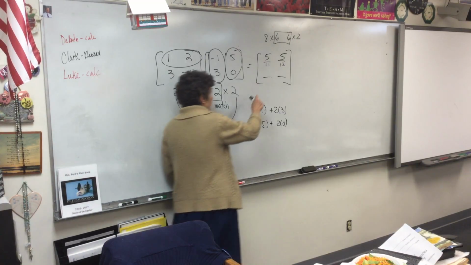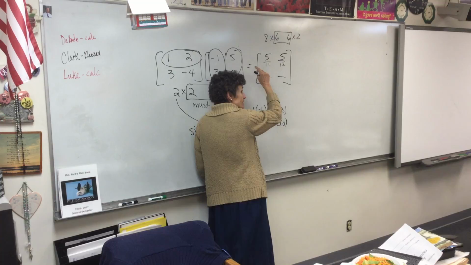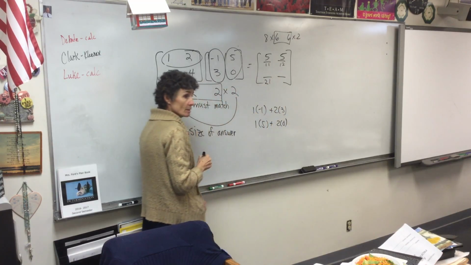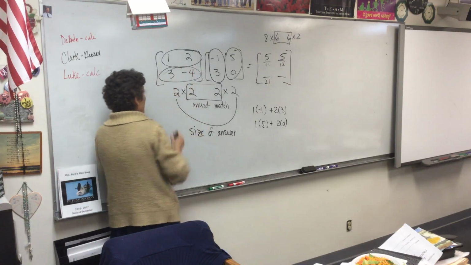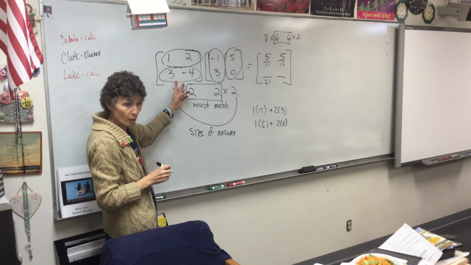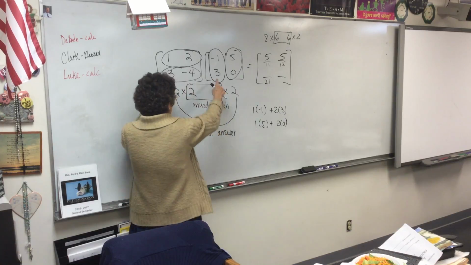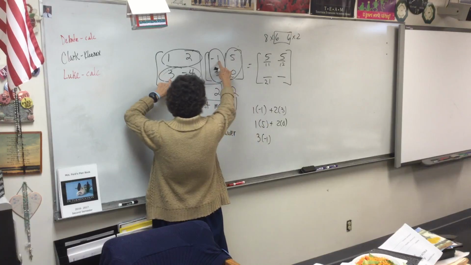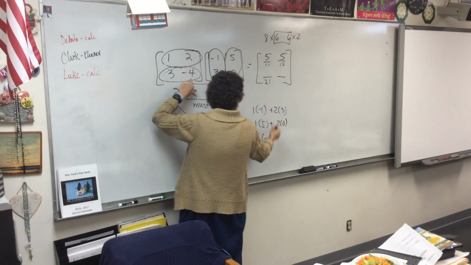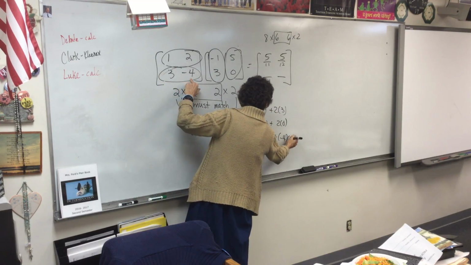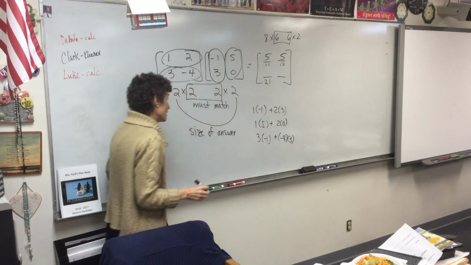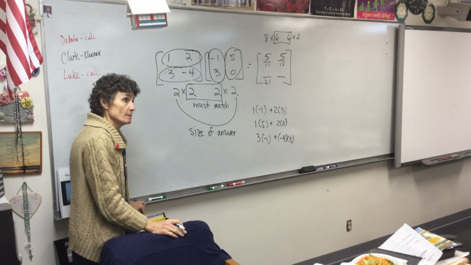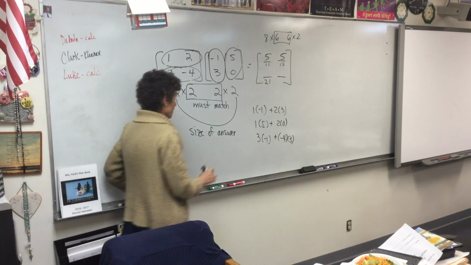Now what about this one? Where is he? He is in row 2, column 1. So now I'm going to multiply row 2 times column 1. So 3 times negative 1, first times first, and negative 4 times 3, second times second, that adds up to negative 15.